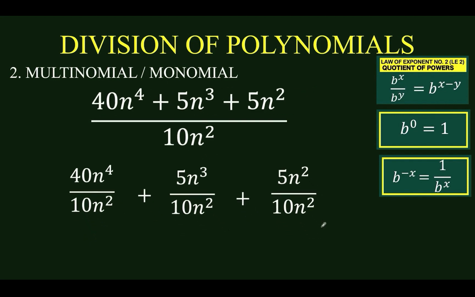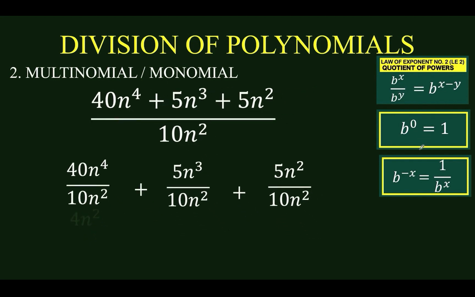Then perform the division applying law of exponent number 2. The first term becomes 4n squared because 40 divided by 10 is 4. n to the 4th divided by n squared is n squared. We subtract the exponent, 4 minus 2, to get this 2.